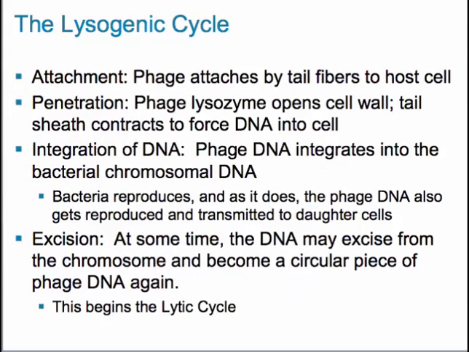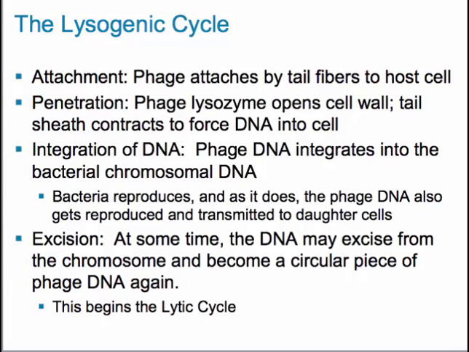The lysogenic cycle only happens in temperate bacteriophage, and temperate bacteriophage can also do the lytic cycle. So this is kind of a special addition to what temperate bacteriophage can do. During the lysogenic cycle, you could have attachment and penetration, the same as in the lytic cycle. But then at the third stage, instead of having new DNA create new proteins, you have integration of the DNA into the bacterial chromosomal DNA.